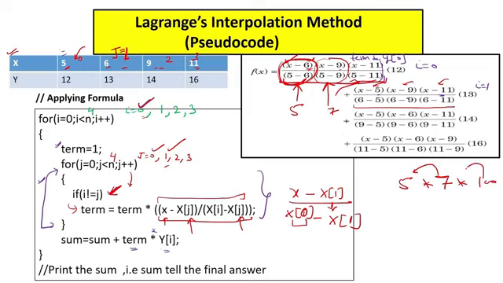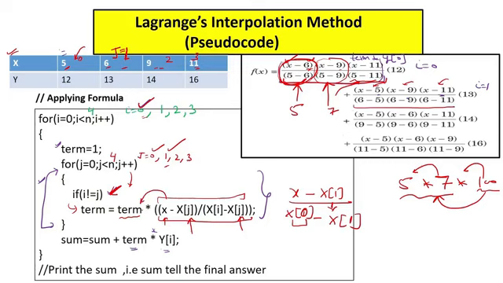So then 100 will be multiplied with the previous answer, right? So again what we are doing, we are multiplying the current thing with the previous thing, and the previous thing we have to store somewhere. So for that we have used a variable term. So here you can see we are multiplying this (x minus 6) upon (5 minus 6) answer with the term.